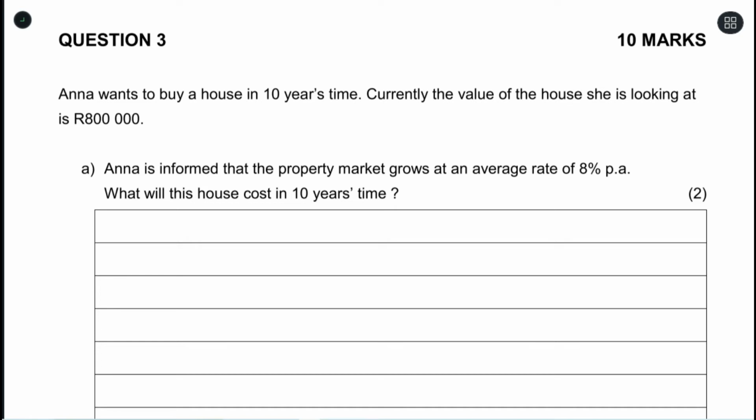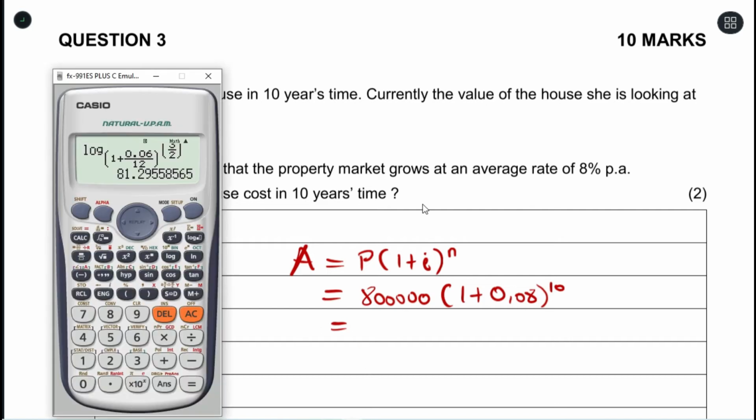So to calculate this, we are going to use compound interest, right? This is just the basic compound interest, which is A equals P(1 + i)^n. So we just need to substitute. Our P is the principal, the original amount. It is 800,000. The interest rate is 0.08. And it's going to be for 10 years. So therefore, our accumulated amount after 10 years would be, so let's put it in our calculator.